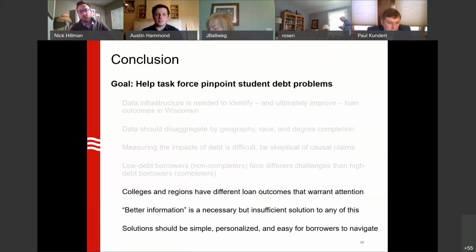Again, just a broad generalization here, but colleges and regions have very different loan outcomes that warrant attention. So tailoring the discussion around specific sectors or specific regions might be useful. Better information, as I mentioned earlier, is necessary. Certainly it's going to help, but it's going to be insufficient if we're going to solve debt problems in Wisconsin.